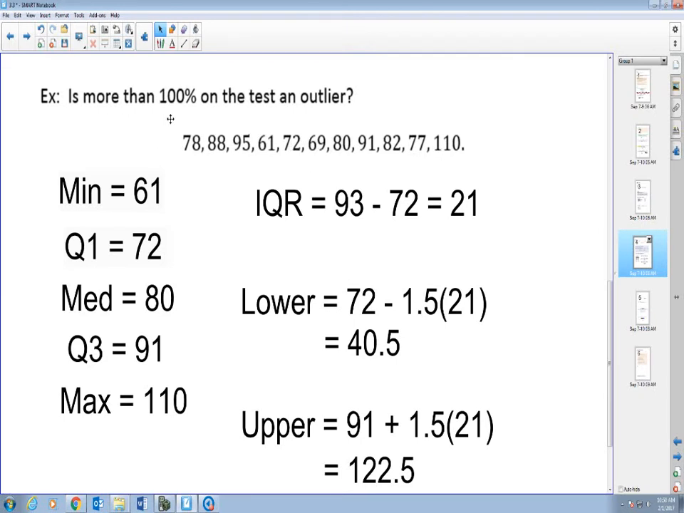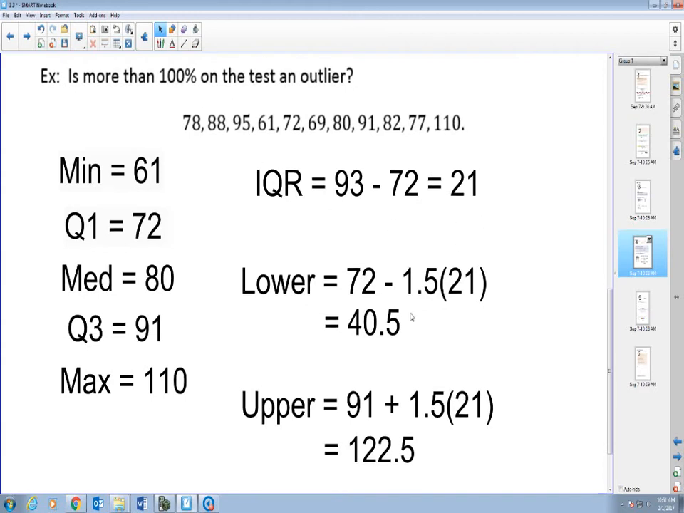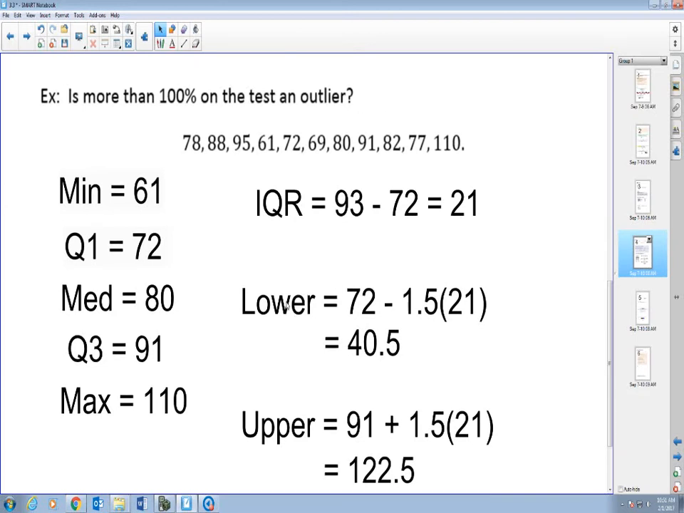So can more than 100 be an outlier? Yes, it can, as long as what? If it's an outlier, it means it's outside of the upper and the lower fence. If it's within it, you allow it. If it's within the fence, it's not an outlier. If it's outside, it will become an outlier. So that all depends on your data itself.